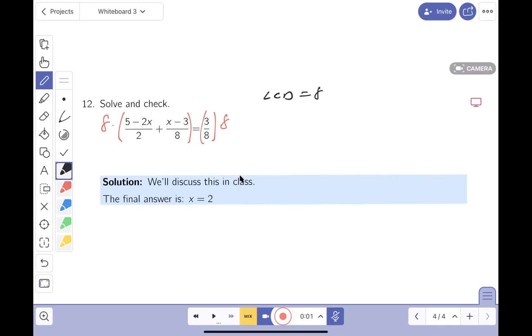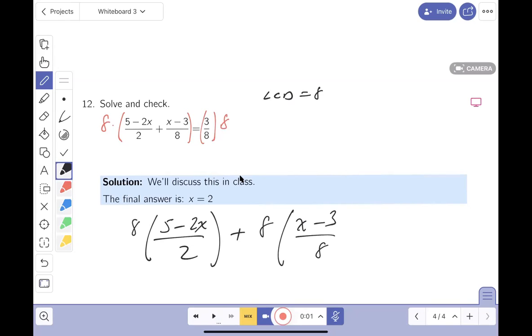And that is like multiplying the 8 across the 2 terms on the left side. I'll write that down for you. There are 2 terms there. The right side is relatively simple to do. And why is that? Well, the 8's cancel, and we're left with 3.